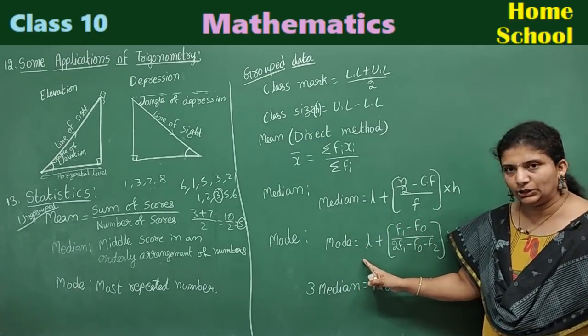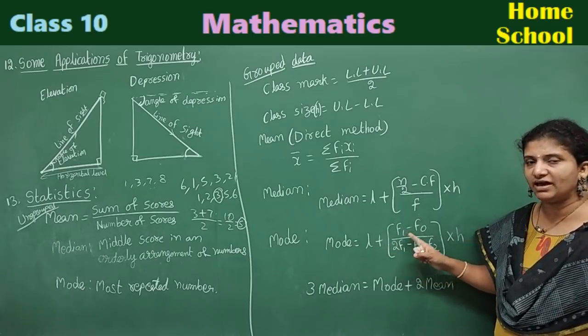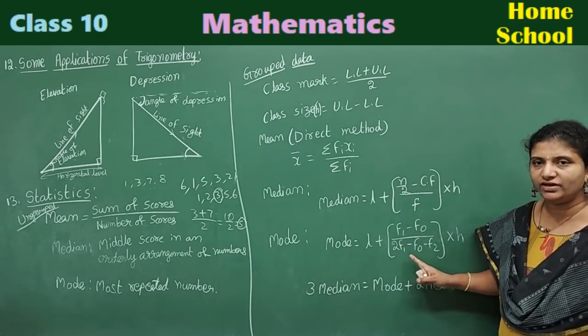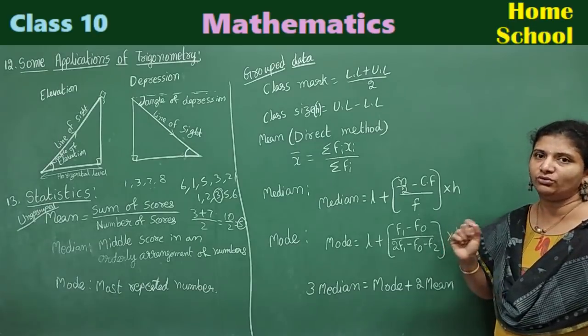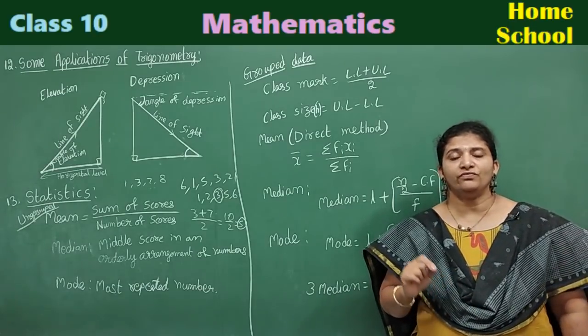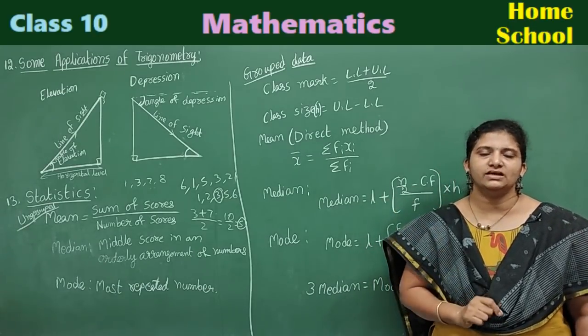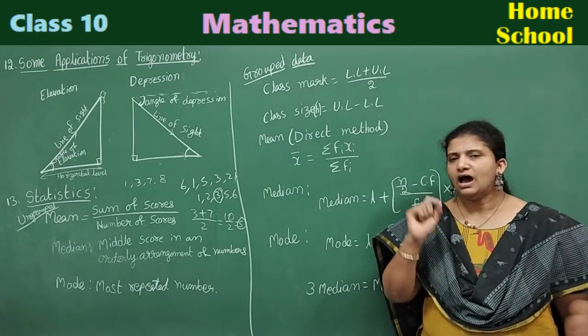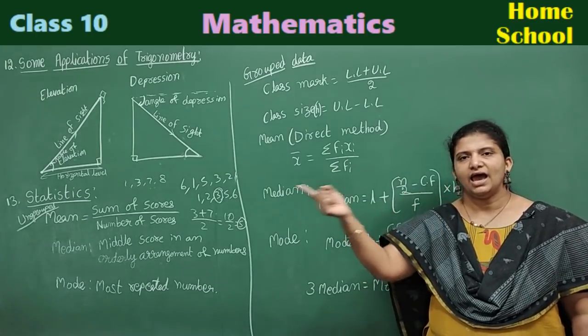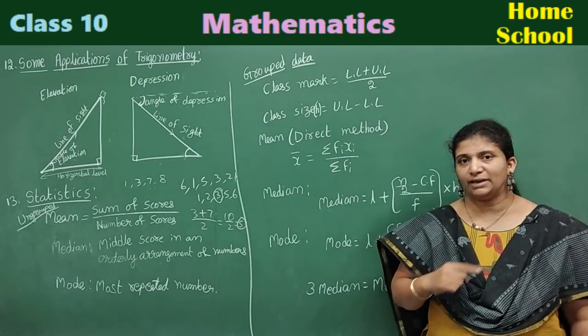Mode is equal to L plus (F1 minus F0) by (2F1 minus F0 minus F2) into H. In this also, we need to find the modal class first. How are we going to find the modal class? Highest frequency will check and make a round in that table.